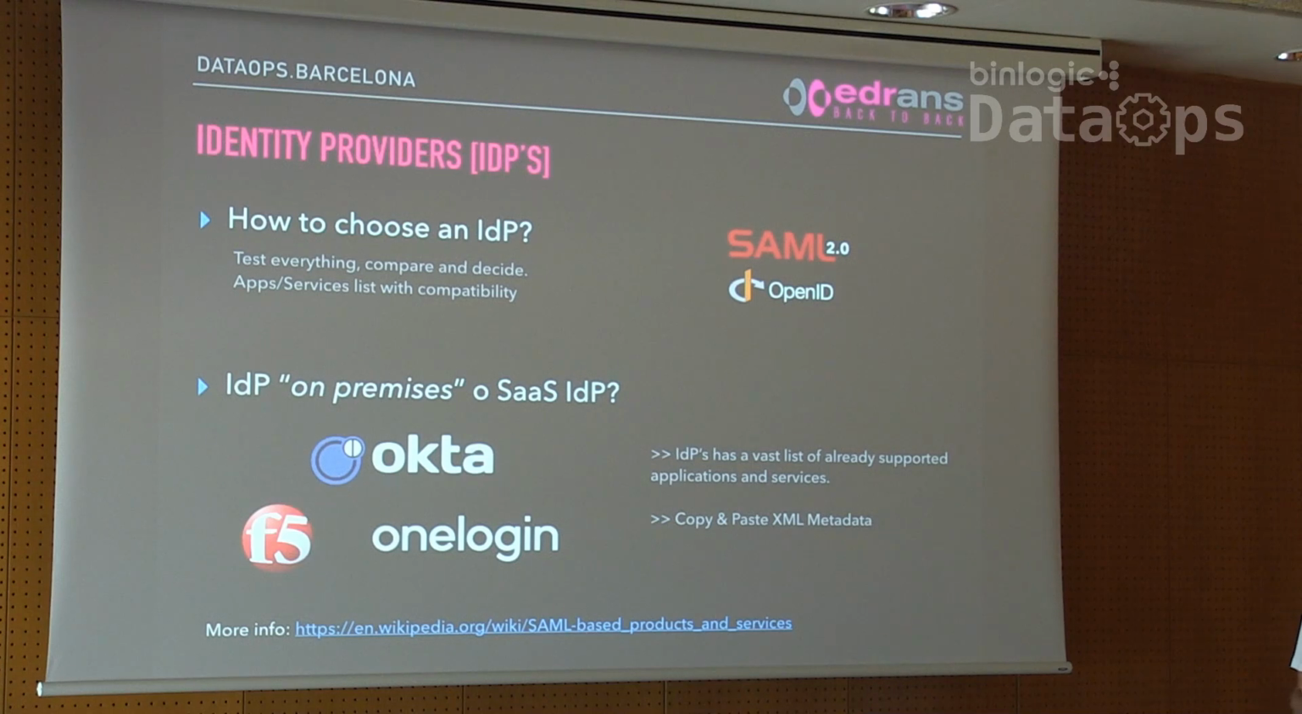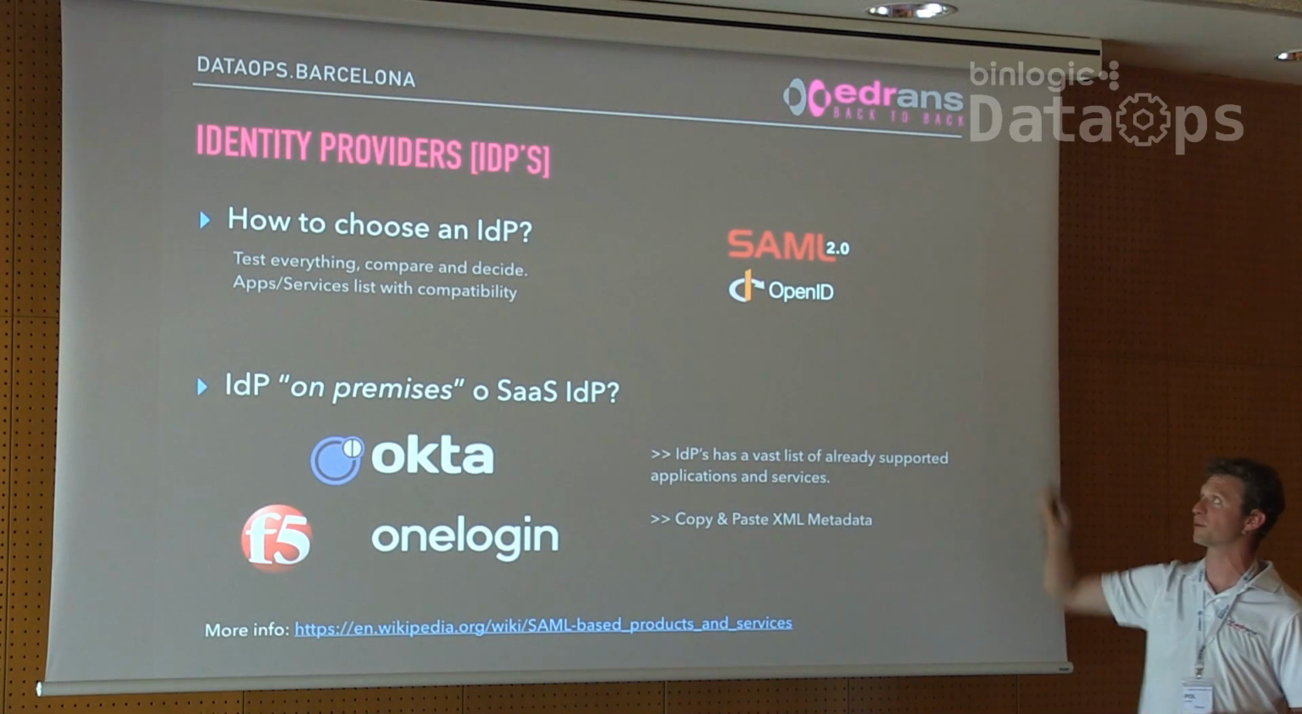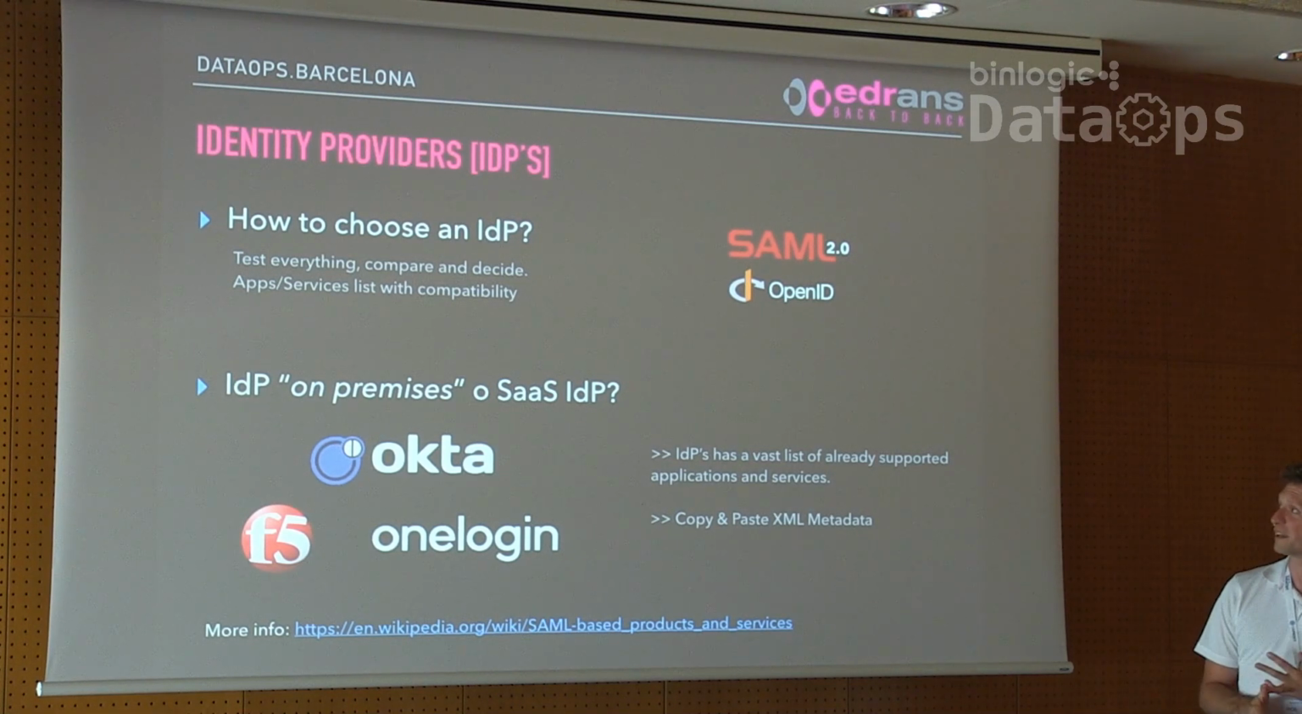How to choose the identity provider? I would suggest you just make extensive research, try everything, ask for trials, and make a huge list of all your software, just trying to decide what software is compatible with the two main authentication protocols, SAML2 or OpenID. OpenID is the new generation of OAuth. It was released a few years ago, I think. Pros and cons.